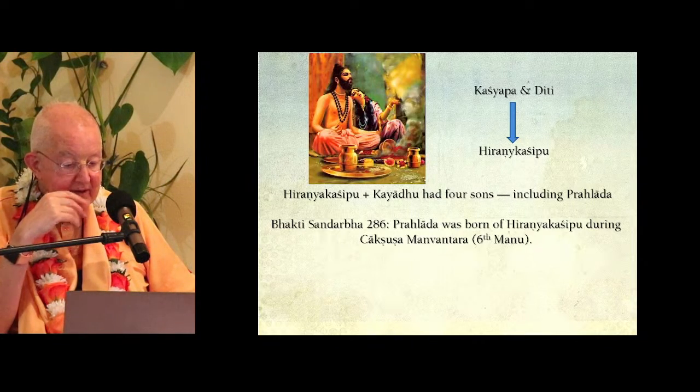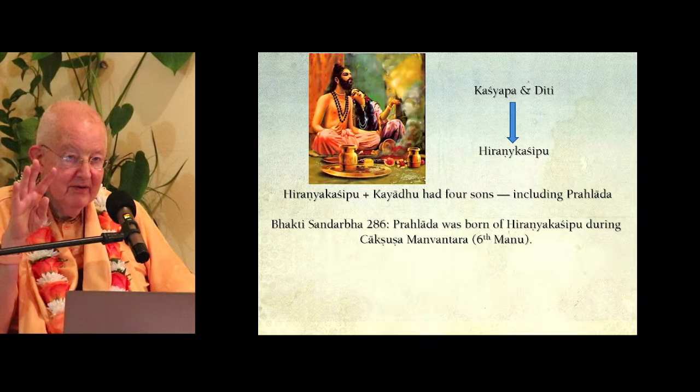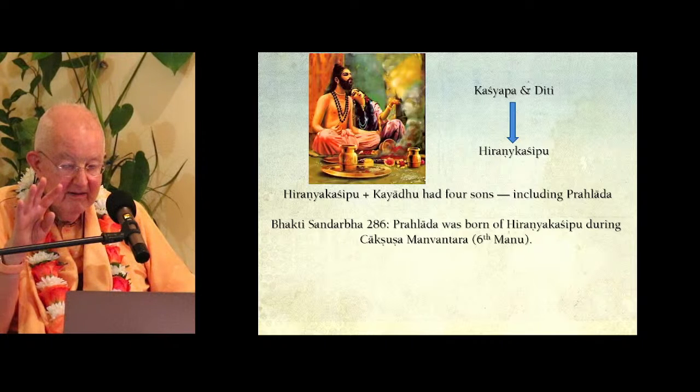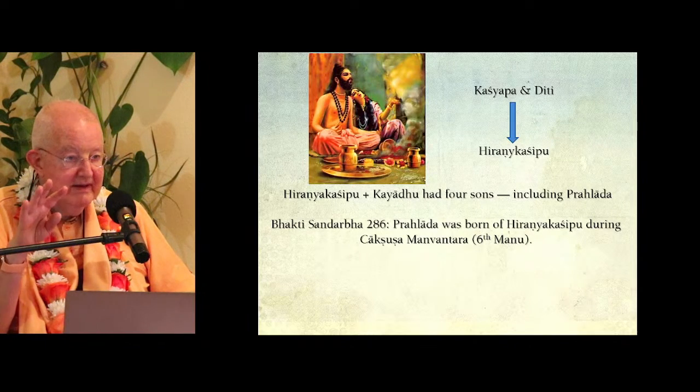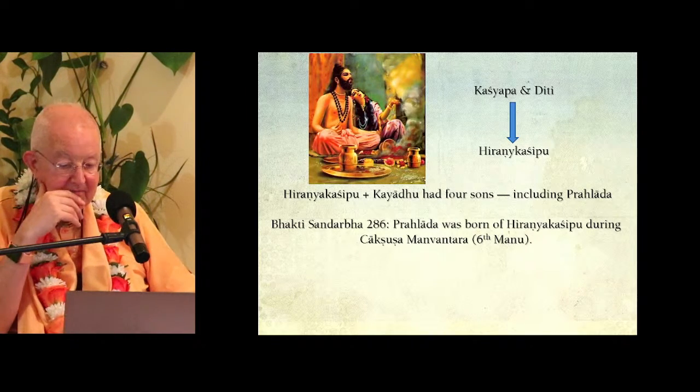Hiranyakashipu and Kayodhu had 4 sons. One of the 4 sons was Prahlad. And here we have, now this is different. Hiranyakashipu was during the Chakshusha Manu. Ram was during the Vaivasvata Manu, the 24th Yuga cycle. So there's a big spread.